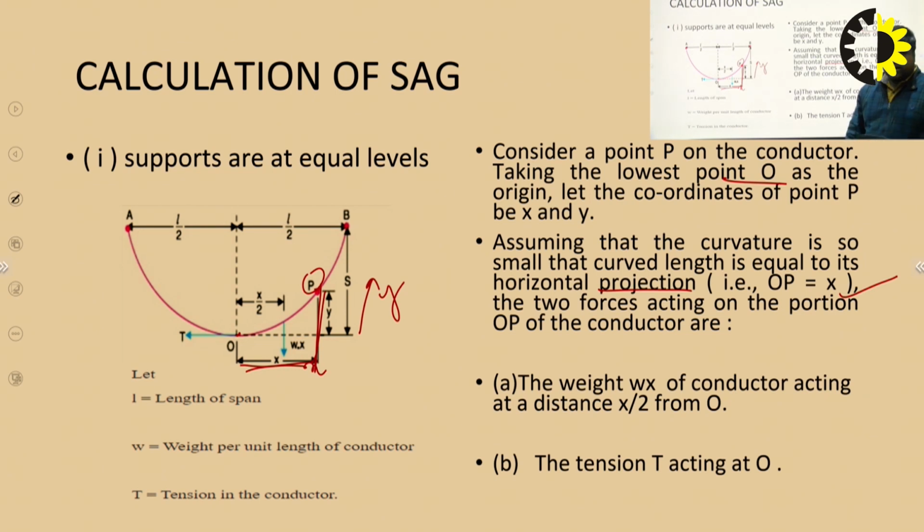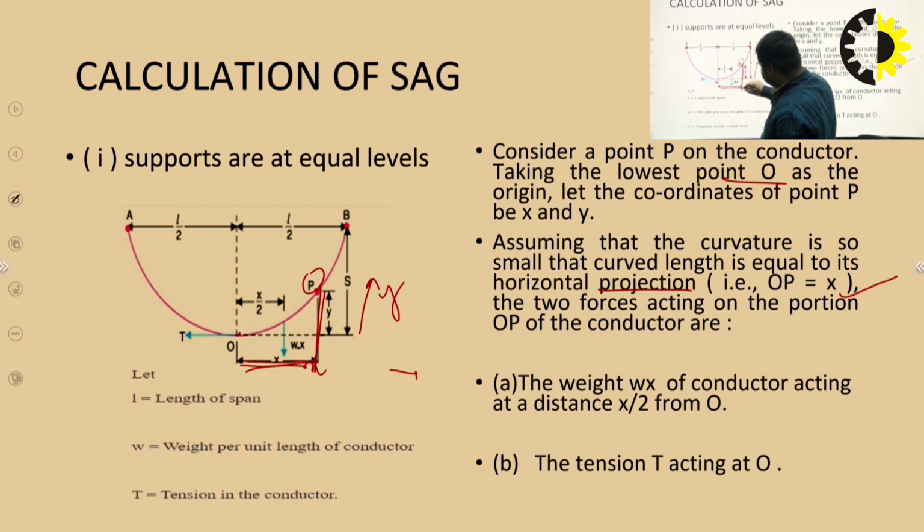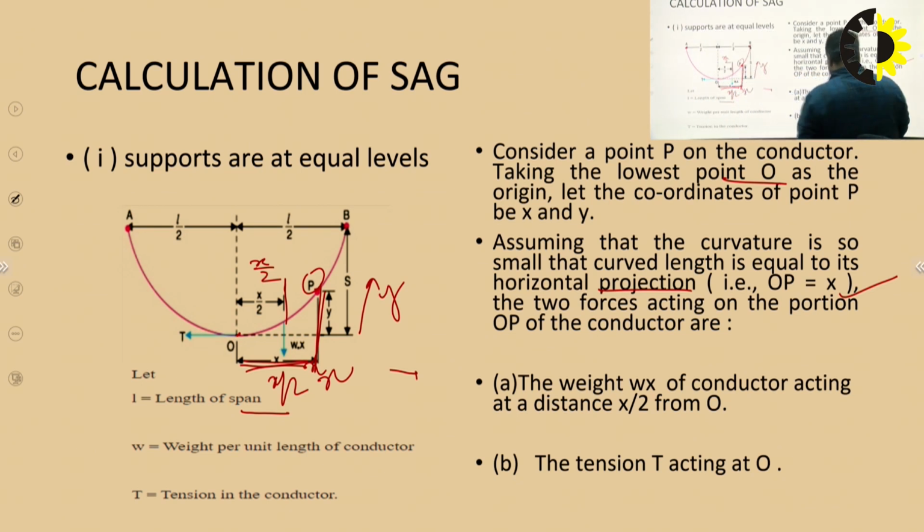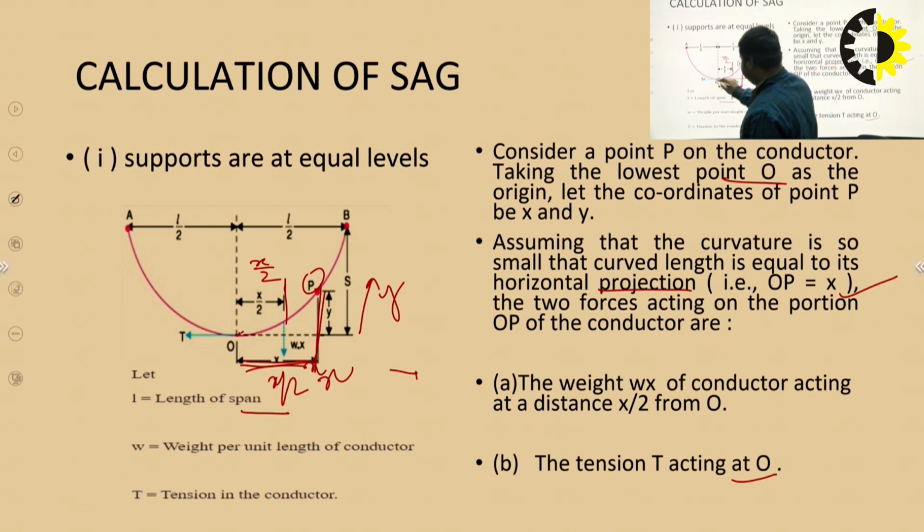The weight W x of the conductor acts at a distance of x/2. This is distance x, and half of the distance is x/2, so this is the distance of x/2 from O. The tension acting at the point O is T.